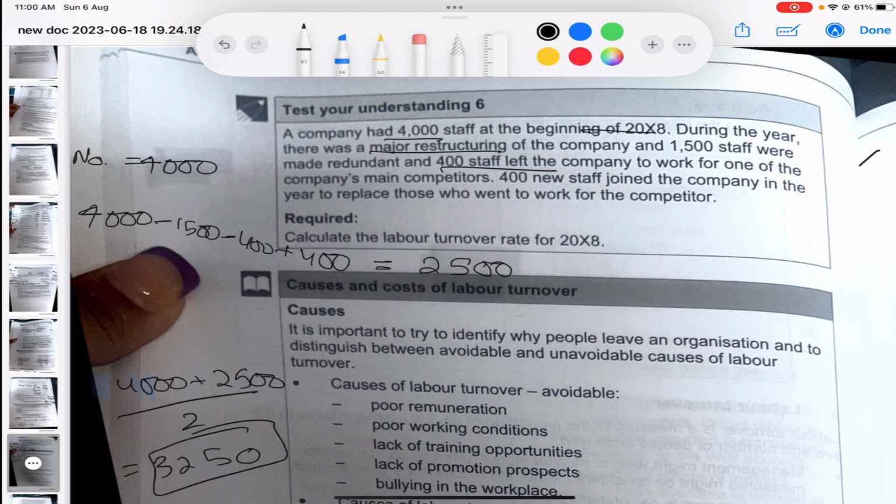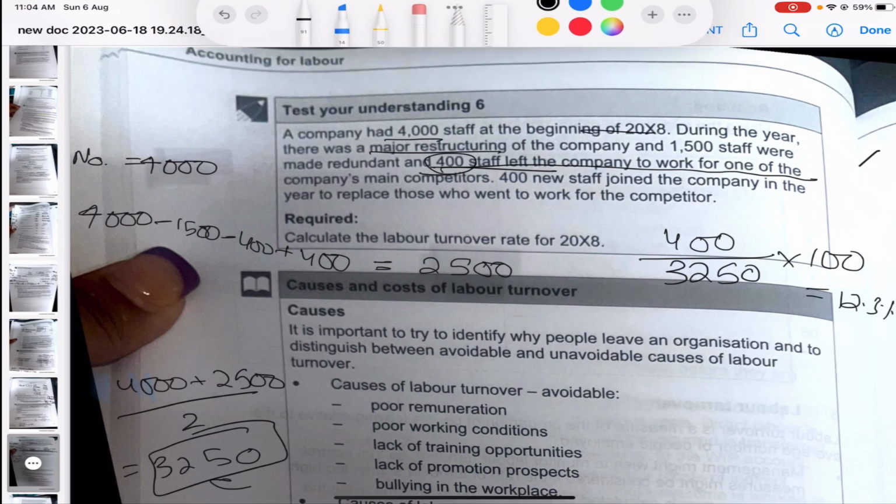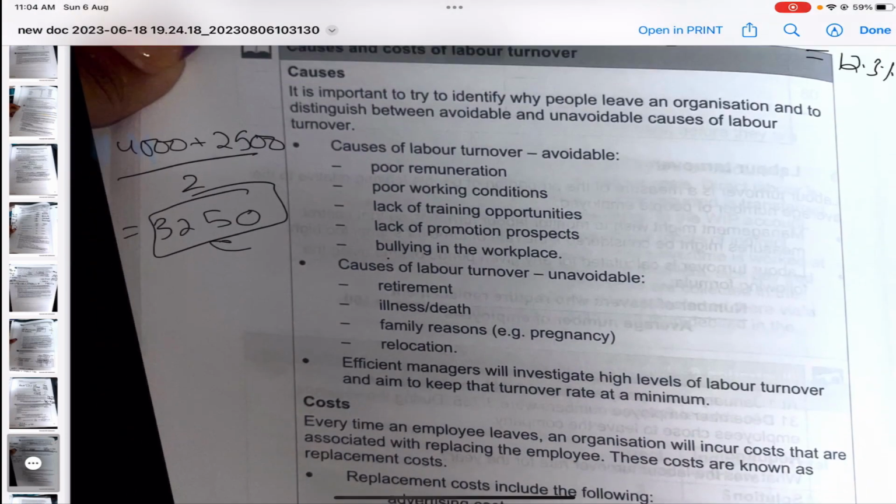Now you have to put it down in the formula, which is turnover divided by average employee multiplied by 100. So how much will come in turnover? How many people have left the company by their own will? So that is just 400. 400 people left the company. Other 1500 I'm not using in the turnover because those people we removed them. So 400 divided by your average employees, 3250, multiplied by 100. So that would give you 12.3%. Okay, very simple. You just have to use the formula and use your mind, and always remember that in your labor turnover you will only include those people who have left the company by their own will and choice.